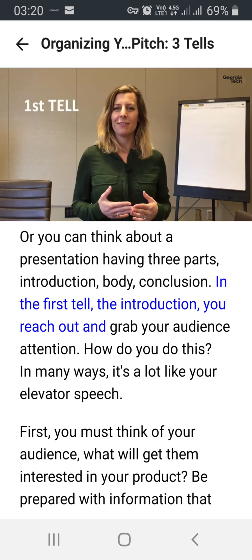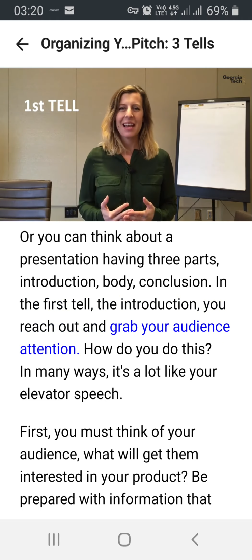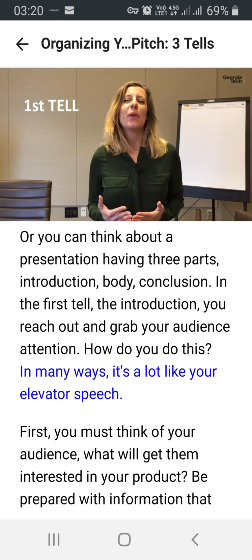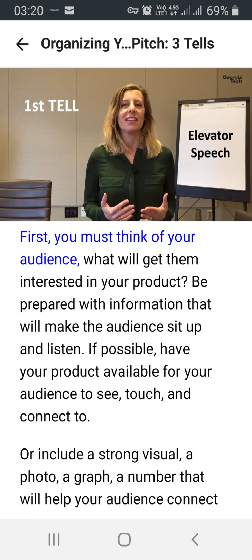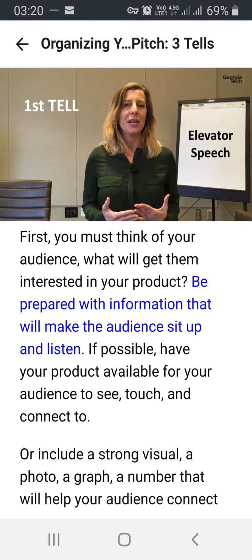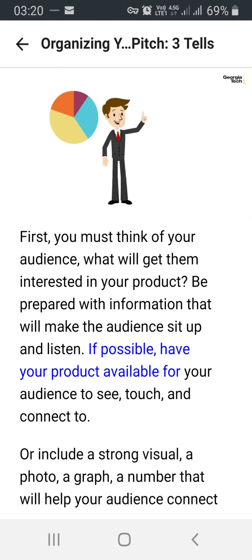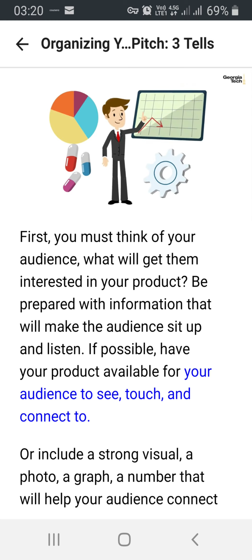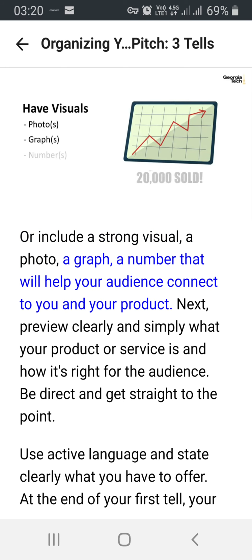In the first tell, the introduction, you reach out and grab your audience's attention. How do you do this? In many ways, it's a lot like your elevator speech. First, you must think of your audience. What will get them interested in your product? Be prepared with the information that will make the audience sit up and listen. If possible, have your product available for your audience to see, touch, and connect to. Or include a strong visual. A photo, a graph, a number that will help your audience connect to you and your product.